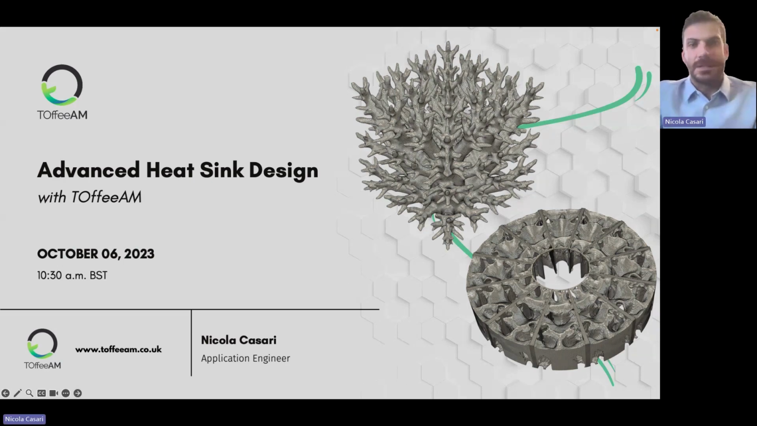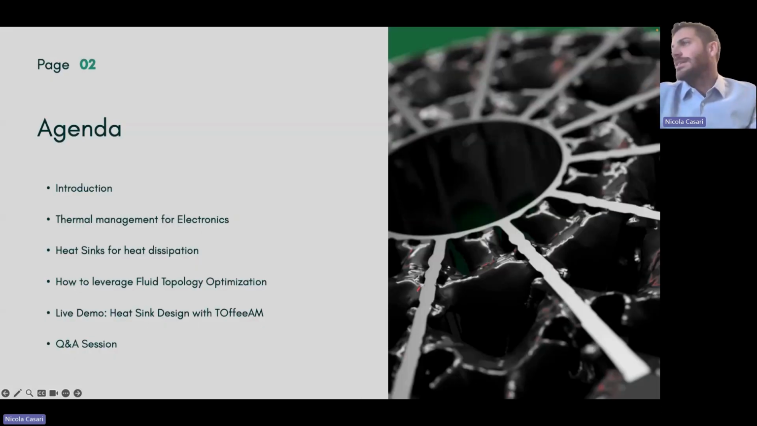So without further words, let's start with today's agenda. We will take on this topic, going through a very brief introduction. Then we will shortly discuss thermal management for electronics, the state of the art, and how heatsinks are useful and are used for heat dissipation. We will then switch to a few words about topology optimization, how we can leverage this new tool to obtain very efficient and very effective heatsinks.